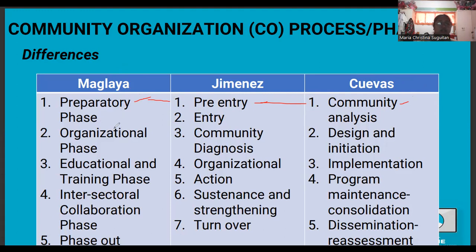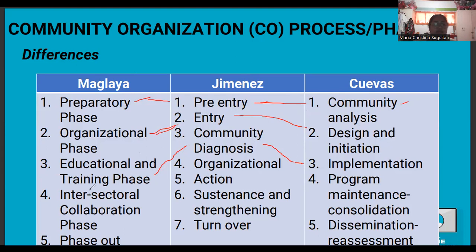And then organizational phase. Nasa entry phase na po. Nag-organize na kayo. And then, nagpaplano na. So, design and initiation kay Cuevas. Okay, preparatory phase, organizational phase. Kay Jimenez, pre-entry, entry. Cuevas is community analysis and design and initiation. And third one, educational and training phase. Unlike kay Jimenez is community diagnosis, and then kay Cuevas is implementation.